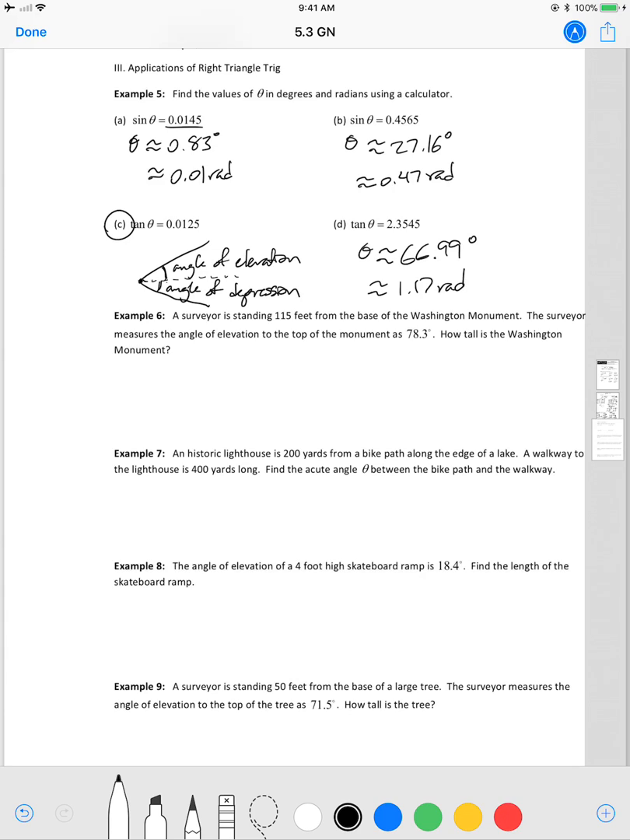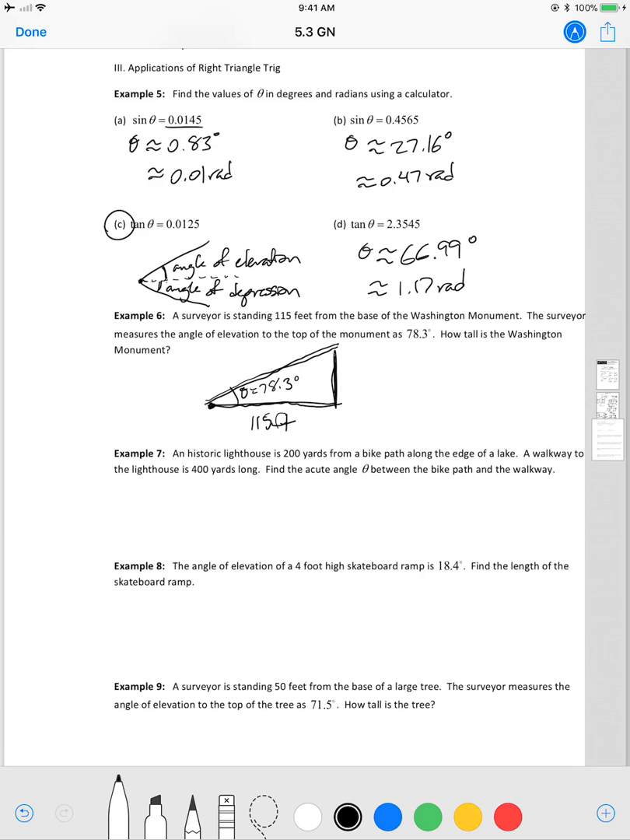Second thing I need to say about these word problems is that you should always, always, always draw a picture. The picture will help you so much. It'll help you visualize what's going on, and it'll help you set up the triangle that we need to be able to use trig to solve these. Okay, so a surveyor is standing here, and he's 115 feet away from the Washington Monument. So here's the Washington Monument. It's 115 feet away. And the angle of elevation, so he's standing here, he's looking straight ahead, and then he's looking up. So the angle of elevation is 78.3 degrees, if he's looking up to the top of the Washington Monument.